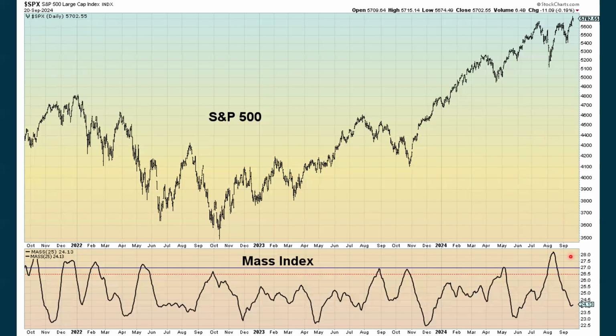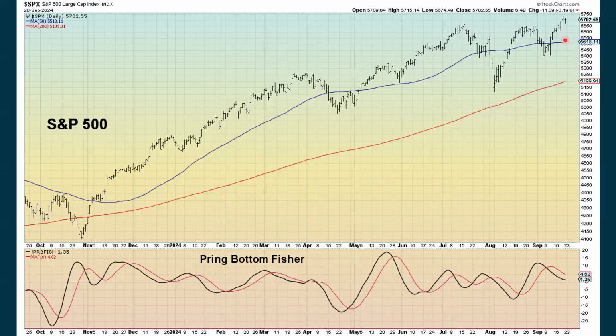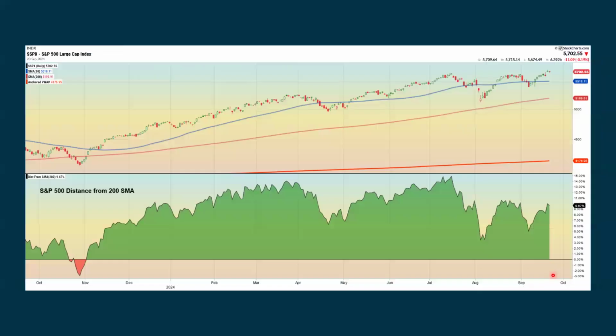Then the mass index. This triggered a signal back in August. It really took a couple of weeks because we were going sideways as the signal was actually triggering. And then it suggested there would be a reversal, and that's what happened. We ended up going down. But right now, we're not seeing a signal. The Pring bottom fisher is not generating a signal right now, so there's been no need to show this. And then this just shows where we are in relation to the 200-day simple moving average. Right now, we're 9.67% above the 200-day moving average. When we get concerned is when we get up close to that 15% area.